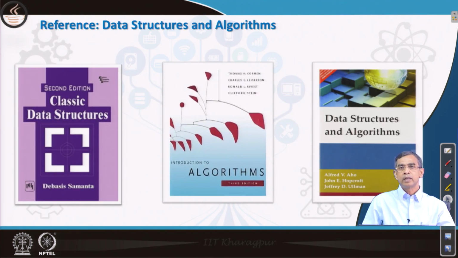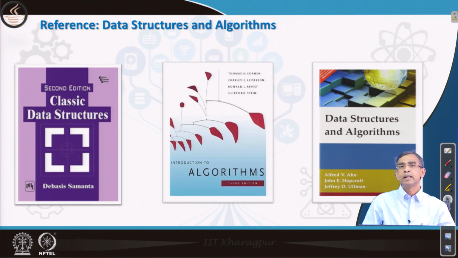As I told you, here you have to cover three things: the programming aspects, data structure and algorithms, and finally their implementation. Now, if you are interested to learn data structure and algorithm, there is a good set of books available. I have listed 3 very popular books at the moment, like Classic Data Structure by Debashish Samanta, then Algorithms by Cormen and its associate editors, and Data Structure and Algorithms, which is the very first book written by Aho, Hopcroft and Ullman.